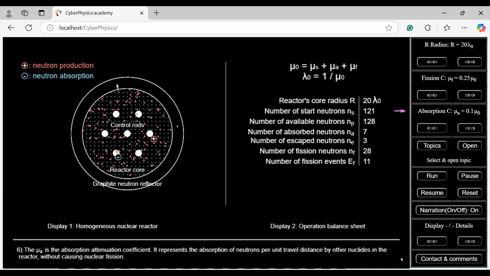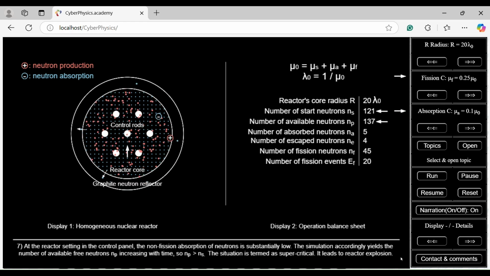The μA is the absorption attenuation coefficient. It represents the absorption of neutrons per unit travel distance by other nuclides in the reactor, without causing nuclear fission. At the reactor setting in the control panel, the non-fission absorption of neutrons is substantially low.